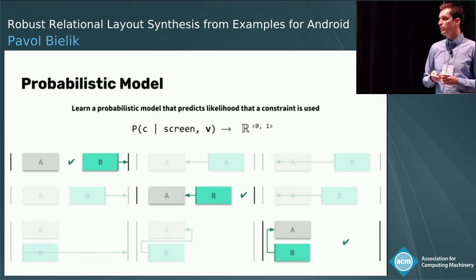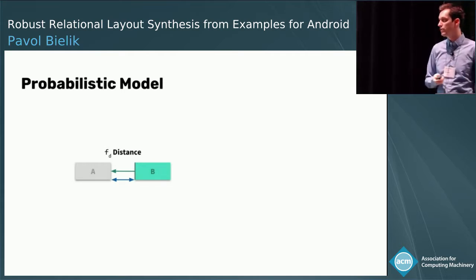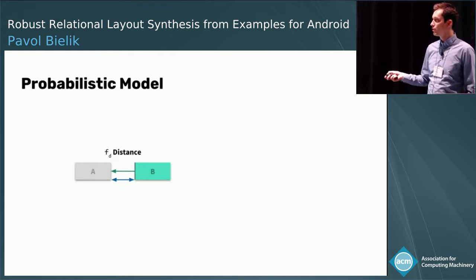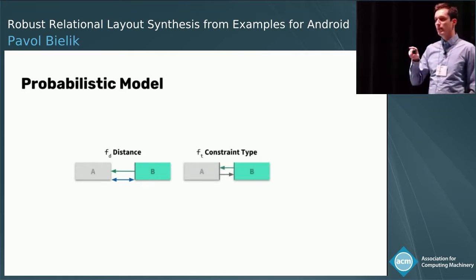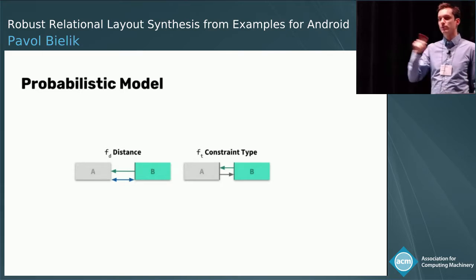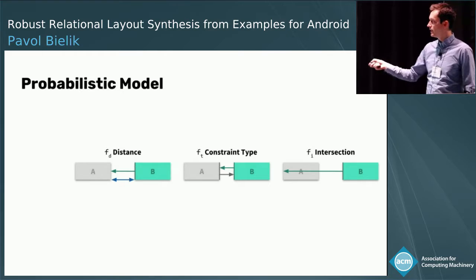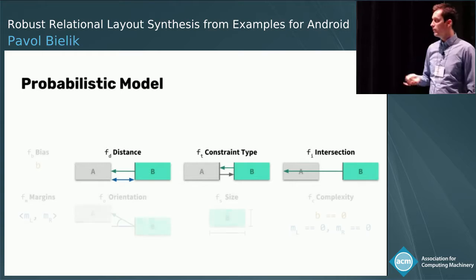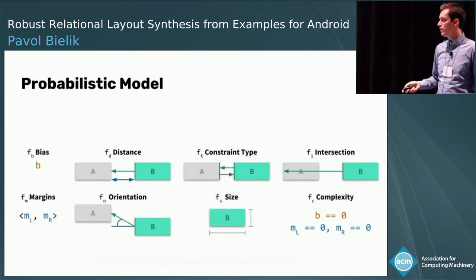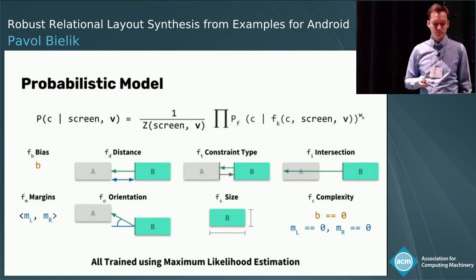And to account for this, we have a model that is based on a set of relatively simple feature functions. For example, one feature function could be, what is the distance between two views? Or what is the constraint that we use? Like, am I relating these views from left to right or from right to left? Or if I were to draw an imaginary line that shows the constraint, how many other views will it intersect? And we have a bunch of these feature functions, and we can train all of them using maximum likelihood estimation, and then the probabilistic model overall is just a weighted combination of all of them.